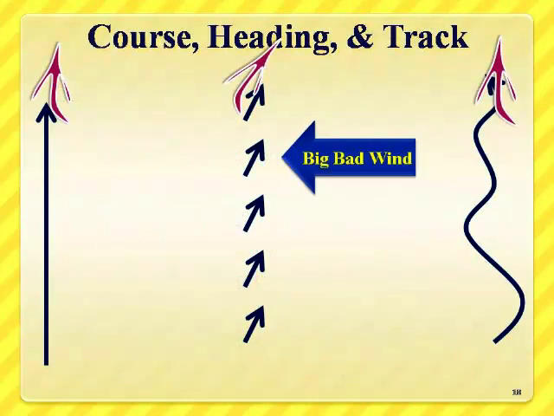So all these three terms are indicated by figures here. A course is a straight line path, heading is the direction of the aircraft, and track is the path in which the aircraft is moving over the ground. So you can see how these things will be happening in the slide here.